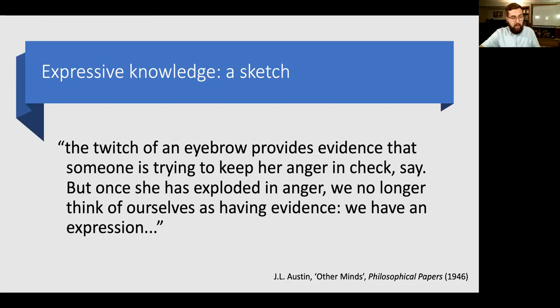Austin emphasized that there is a necessary relation between expressions and emotion. Expressions exist in virtue of the emotions they express. Without fear, there would be no expression of fear. In contrast, evidential knowledge is fallible because a reasonable conclusion based on behavioral evidence can nevertheless be a false conclusion. By seeing my expression, you have proof that I'm experiencing a certain emotion.